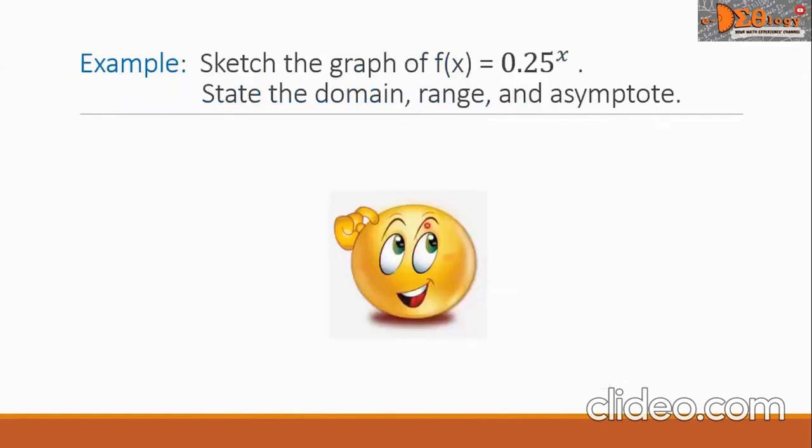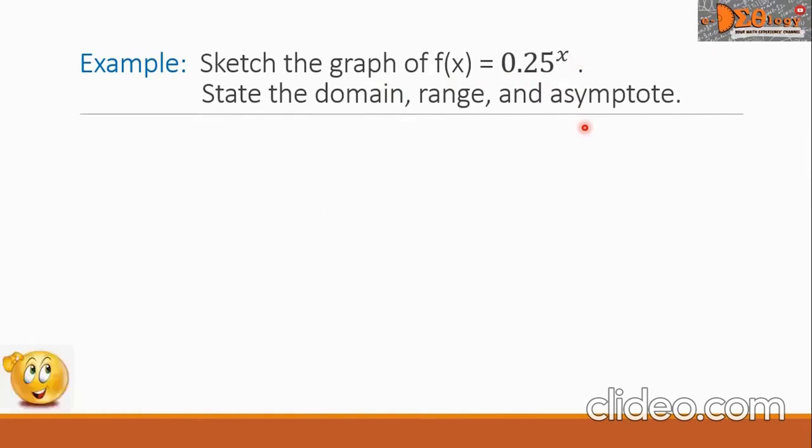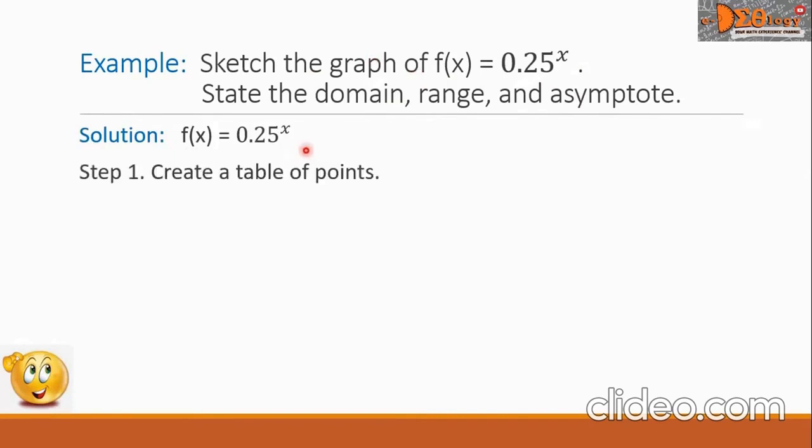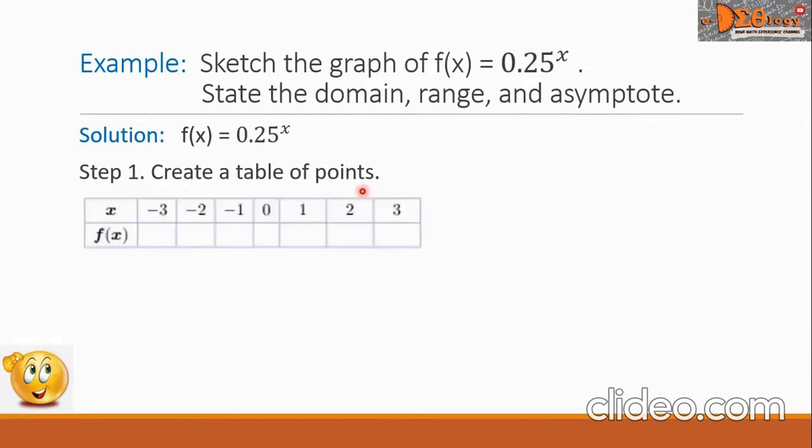Let us see this example. Sketch the graph of f of x equals 0.25 raised to x. State the domain, range, and asymptote. Let us write the problem down here. Let us go now to step 1. That is to create a table of points.